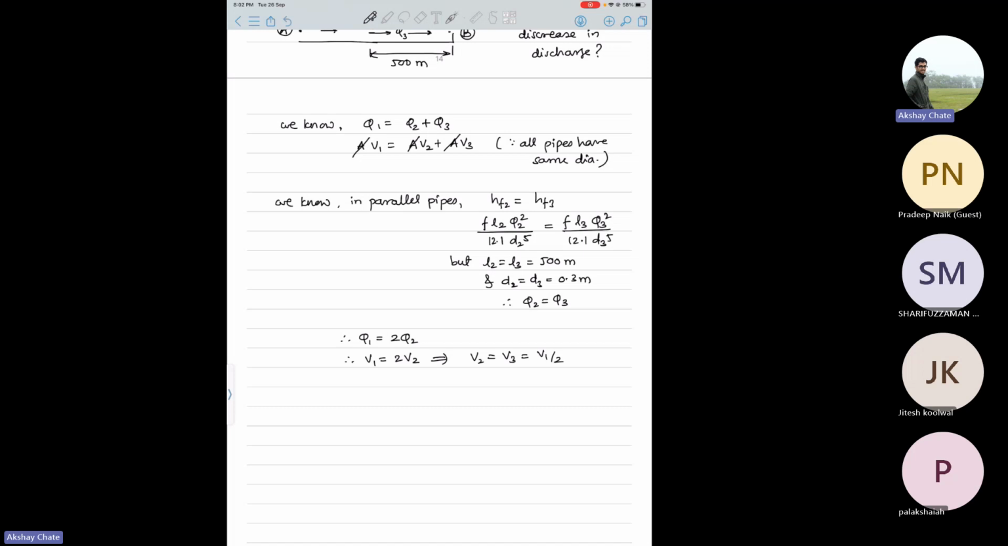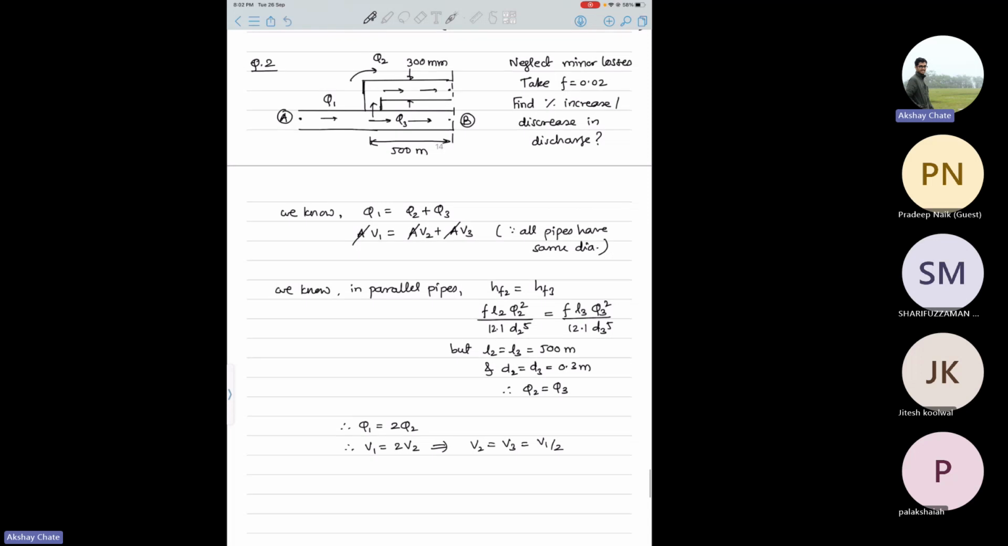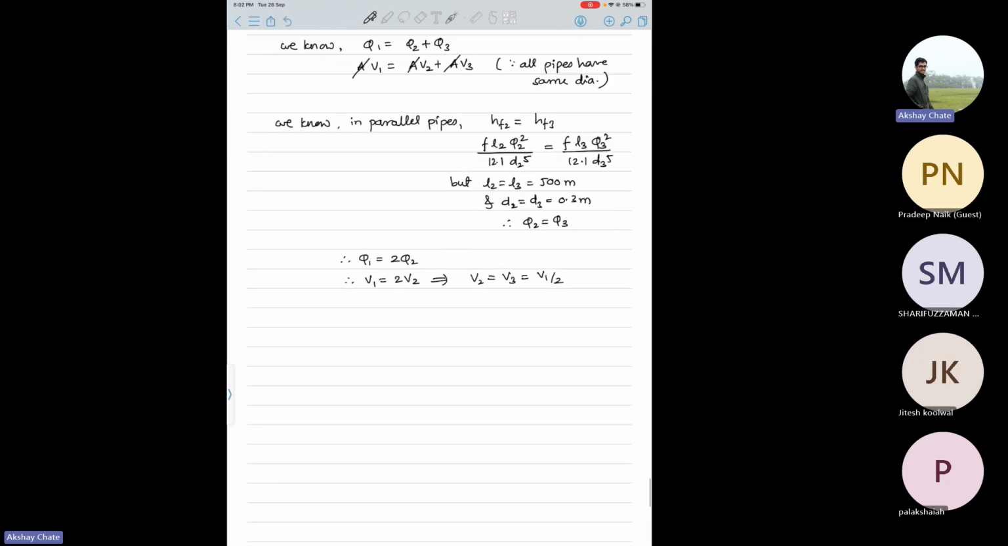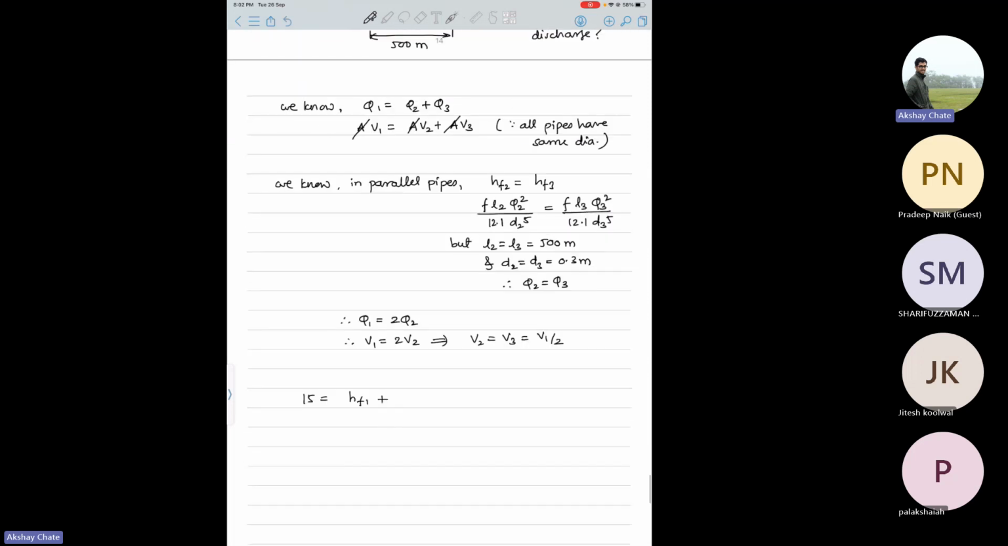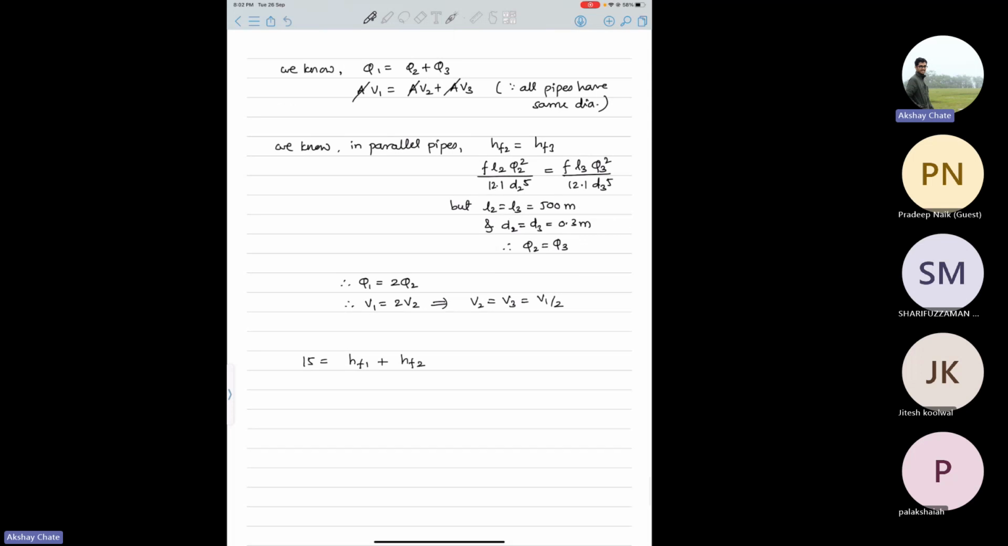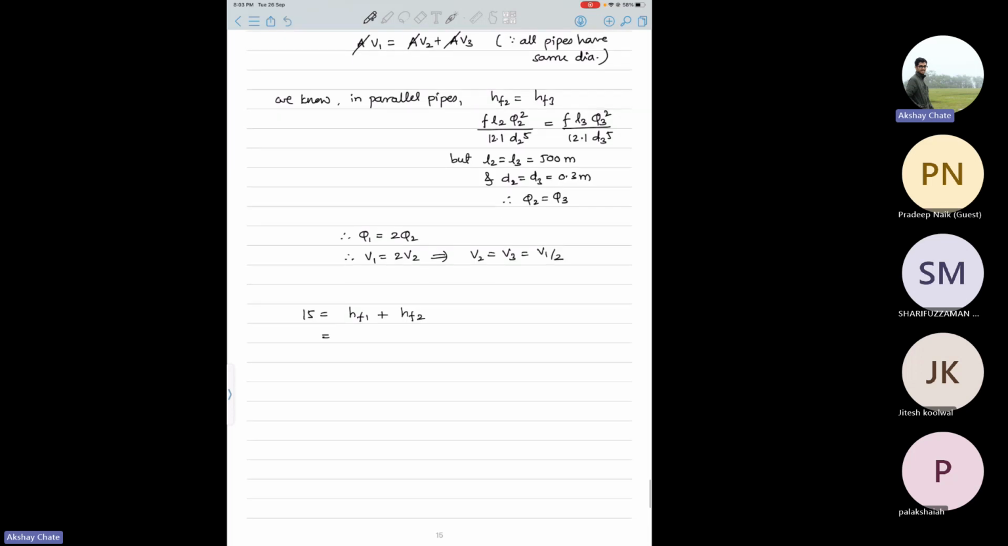Again, now what will be the total frictional head between A and B? That will be equal to HF1 plus HF2, that is, the head loss in the first half of the pipe plus the second head, because the second and third pipes will have the same drop, right? So only one term we have to consider. What will be the first, HF1? It will be f L1 Q1 square divided by 12.1 D1 power 5, and for HF2 it is f L2 Q2 square divided by 12.1 D2 power 5.